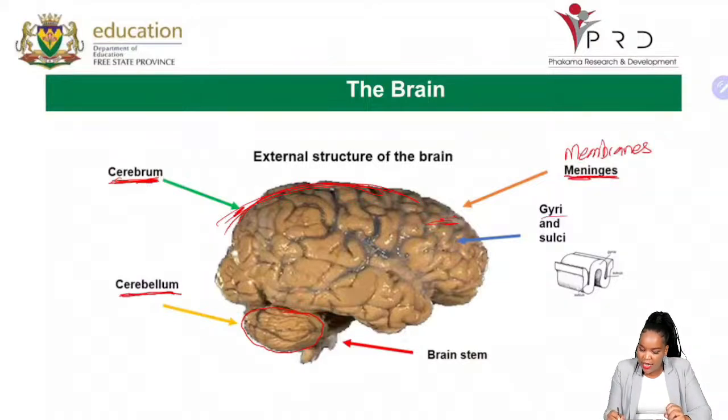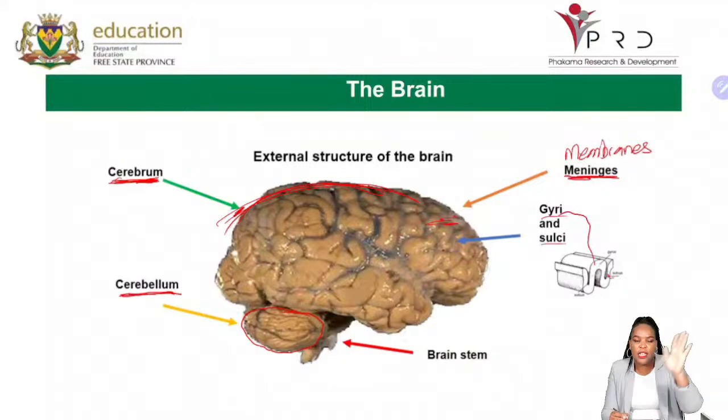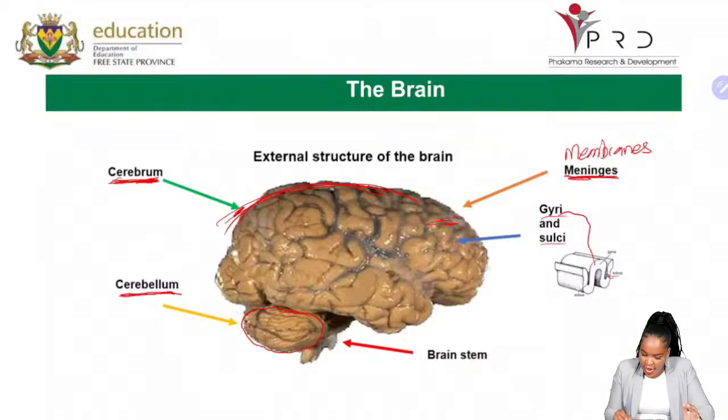Then you have the gyri and the sulci. You see that the brain is not very smooth. There are parts that are interwoven. Some parts are high, which represent your gyri, and your sulci are those that are going in. So your brain goes in and out, and is interwoven like that. And then here, just at the bottom, you find the brainstem. The brainstem consists of the pons varolii and also the medulla oblongata.